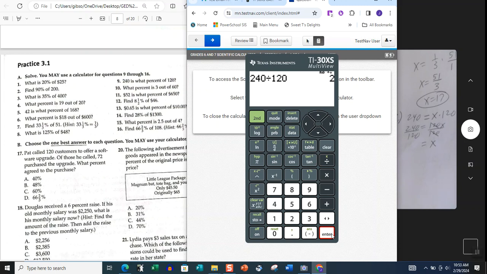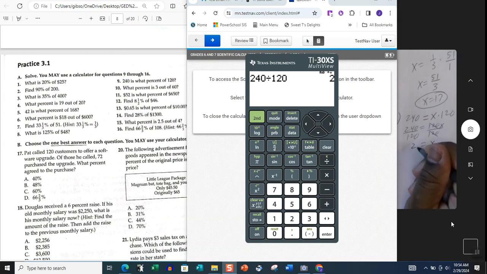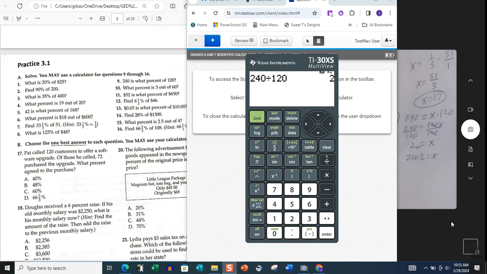And that gives us 2. But listen, our question says what percent? So we need to change this whole number to a percent. Now, if you look at this 2, remember I showed you how to change a decimal to a percent. It's assumed to be a decimal behind this 2. So you have to move this decimal 2 places to the right. So that will give you 200% is equal to x.